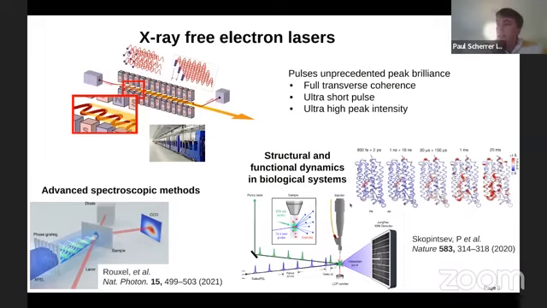another application is measurement of structural and functional dynamics in biological systems, where you're actually relying on the high peak brilliance to use your X-rays to image the biological system. But most importantly is that all the photons that go through that system travel through in a short period of time before the system that you're trying to study starts to break up. So this idea of diffract before destroy.